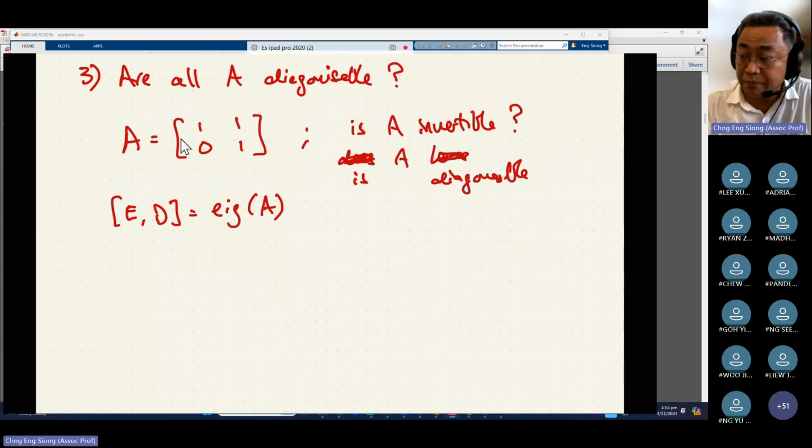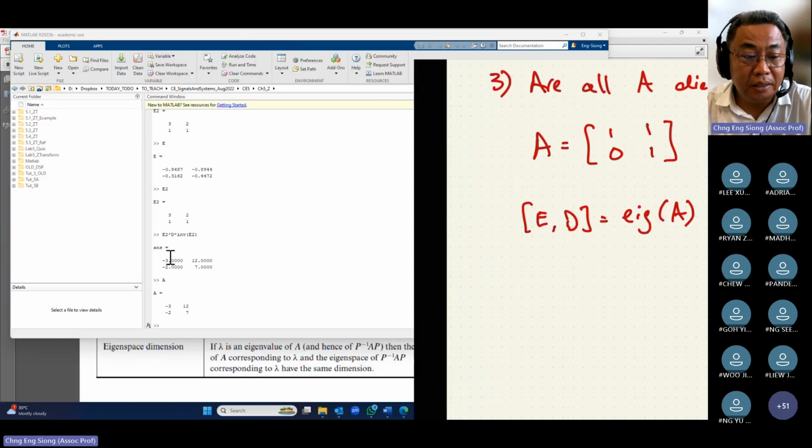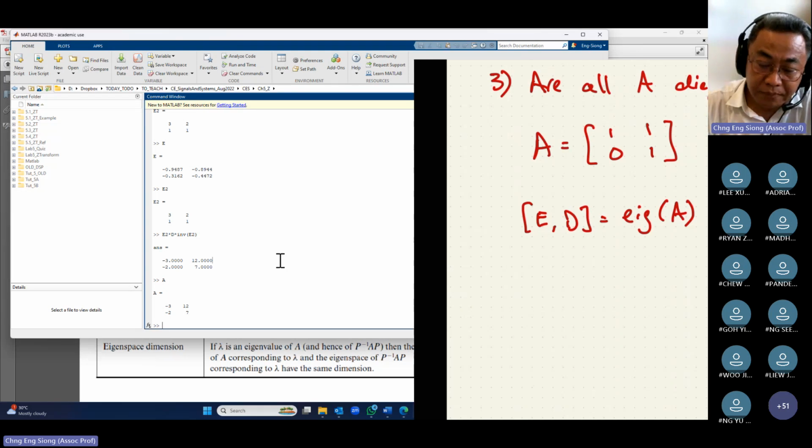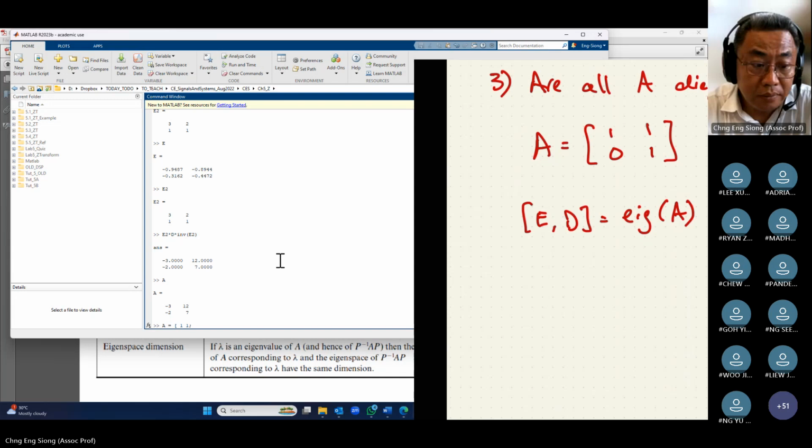So then you say, okay, let's try ED equals to EIG(A). Of course, in the exams, you don't have your MATLAB, but let's try. Okay, let's put A first, guys. A equals to 1, 1, 0, 1.